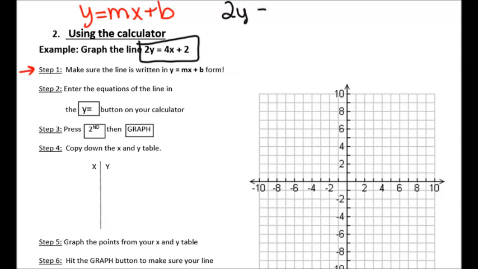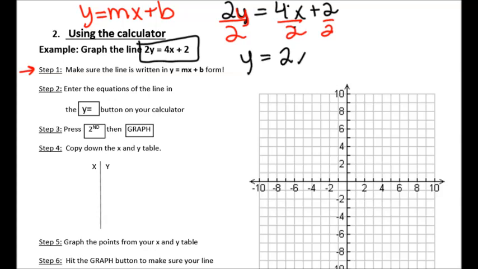So over here, I'm just going to do it up here. We need to get the y all by itself. So what do we do? Divide everything by 2. So we'll get y equals, what is 4 divided by 2? 2x plus, what is 2 divided by 2? 1. So this is the line that we are graphing, okay?